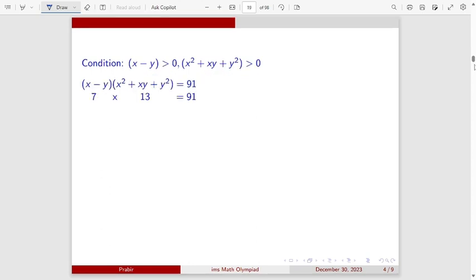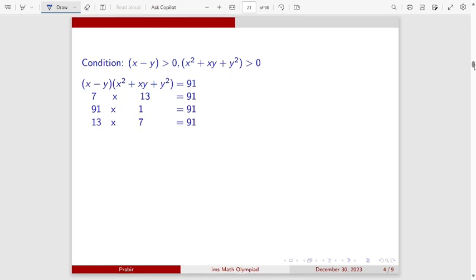So now we are factoring 91 like 7 times 13 equal to 91. Then we can say that x minus y can be 7 and x square plus xy plus y square can be 13. We can also write 91 and 1. Why are we writing these things? Because here you see the condition: x minus y greater than 0 means the first number should be greater than 0 and the second number should be greater than 0. So each of these two cases is greater than 0.